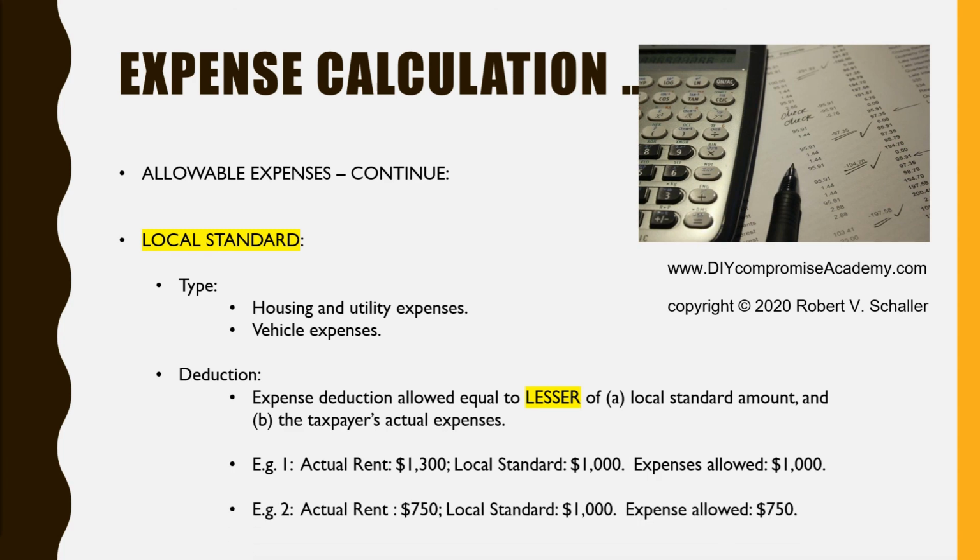Now, let's change the example and assume a taxpayer's actual rent obligation is $750 per month, and the allowed standard for housing remains the same at $1,000 per month. In this scenario, the taxpayer would be allowed the lesser actual housing expense deduction of $750 per month, even though the local standard deduction is $1,000 per month. The expense allowability question is one of the most difficult aspects of calculating the future income component of the reasonable collection potential formula.